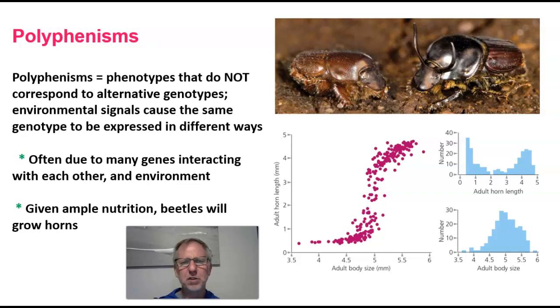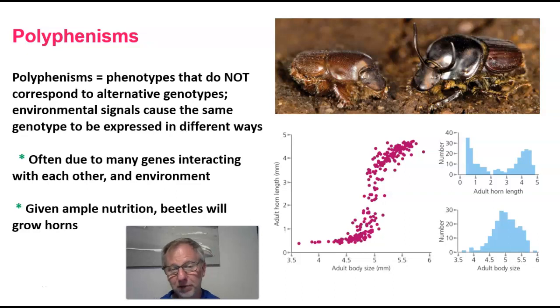And this is very often due to many genes that are interacting with each other and the environment at the same time. That's how we get many polyphenisms, through these interactions. An example used by your book is with these beetles and whether they grow horns or not. The horn growing ability is dependent on their nutrition. They will only grow horns if they are able to garner enough nutrition.